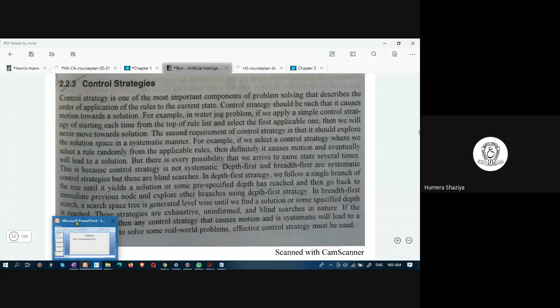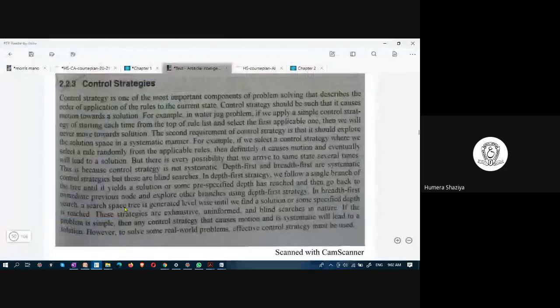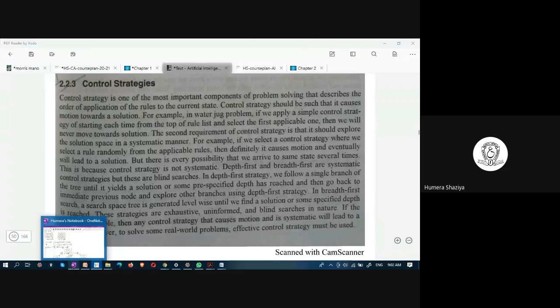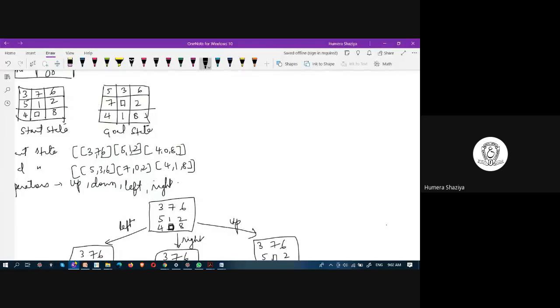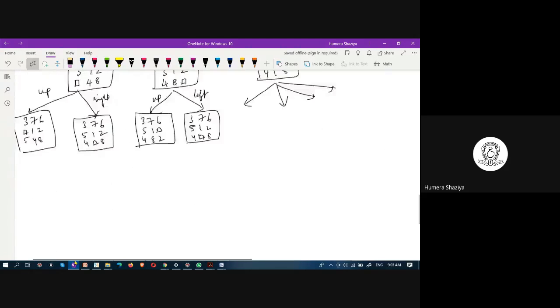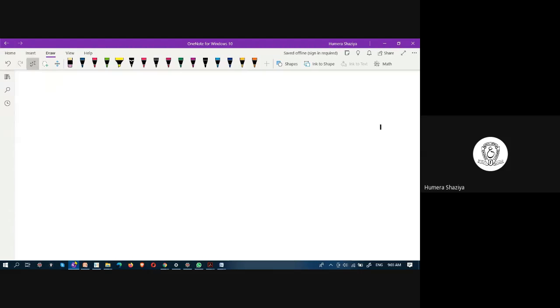Good morning, students. So, the topic of today's discussion is control strategies. We learned that we have production rules. The next question that arises is in which order we are going to apply the production rules.